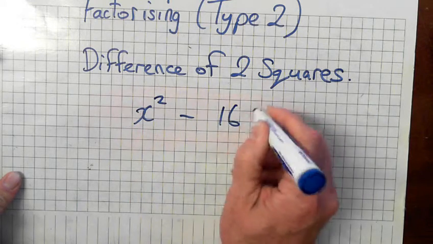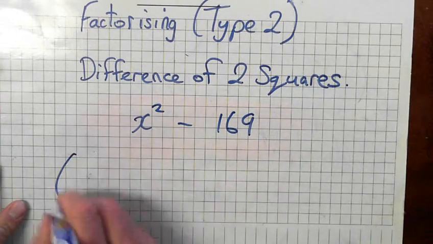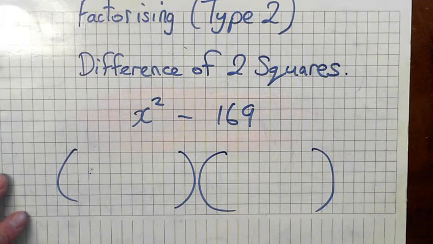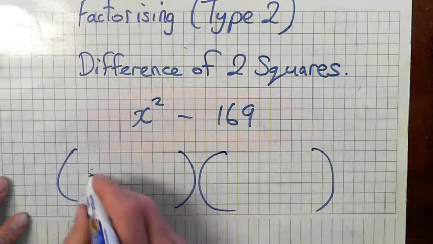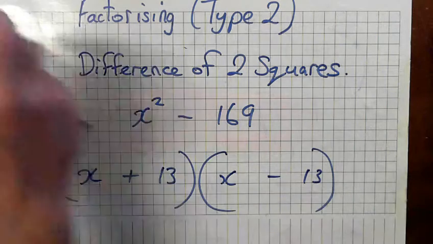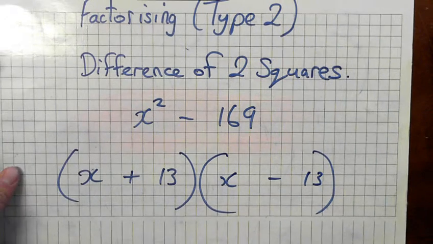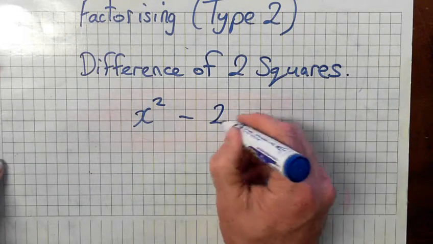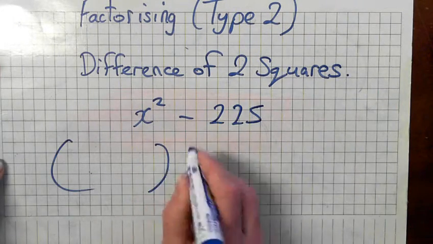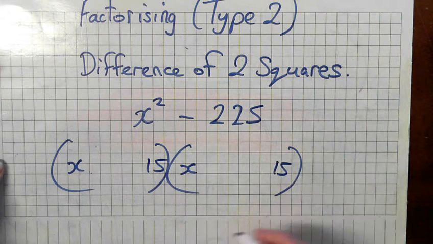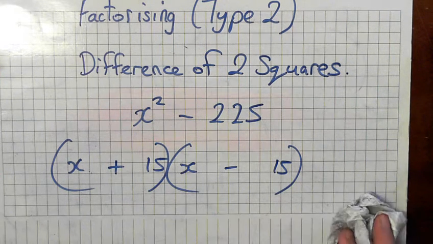And one more. X squared minus, what do you get when you square root 169? What times what gives you 169? 13, isn't it? So x plus 13 and x minus 13 gives you x squared minus 169. 225, what gives you 225? 15, isn't it? So x, 15 times 15 gives you 225. Plus and a minus. Okay?